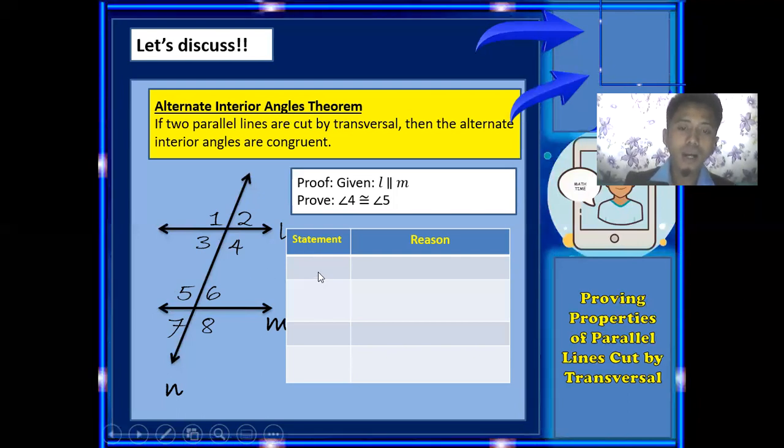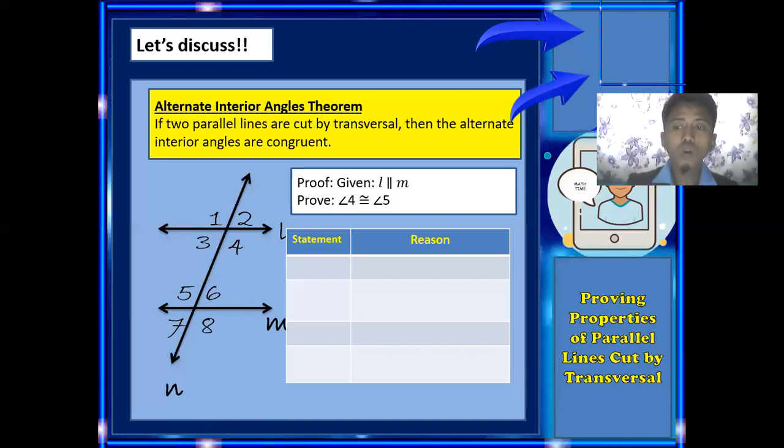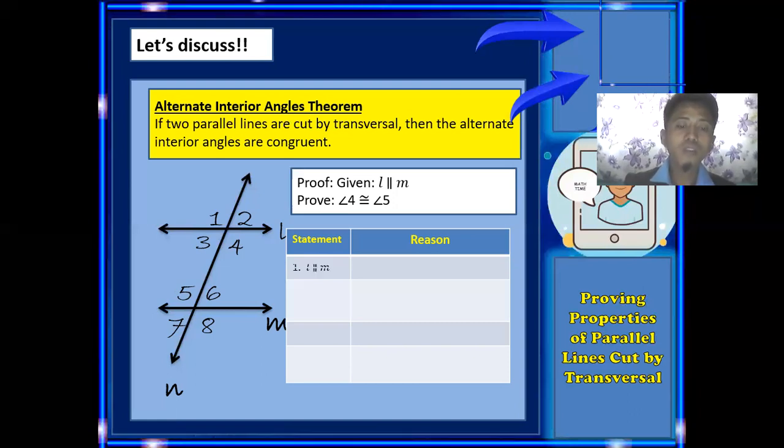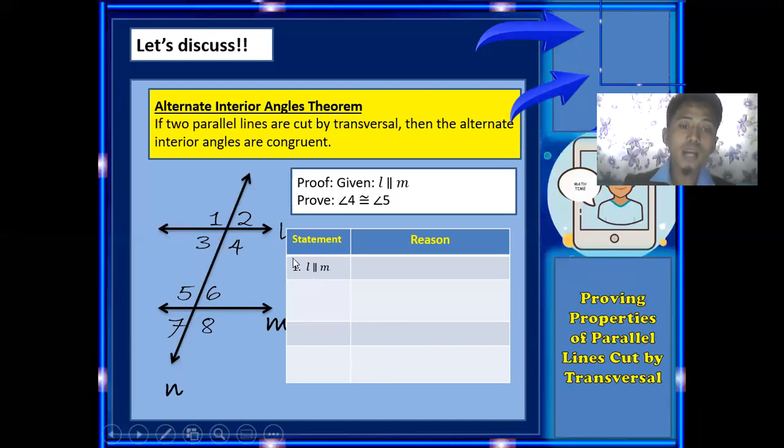By the way, we are proving using tables, with the two columns table. The first column is the statement and the second is the reason. So the statement, of course, is line L is parallel to line M, that is given. So the reason is given.